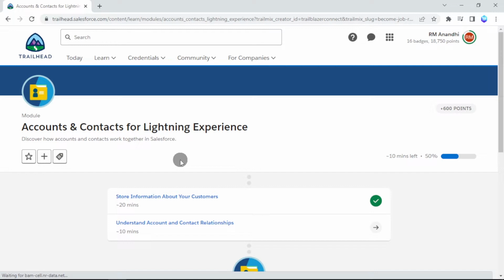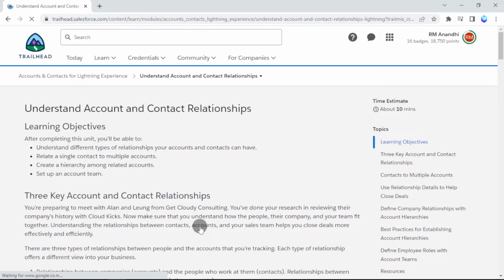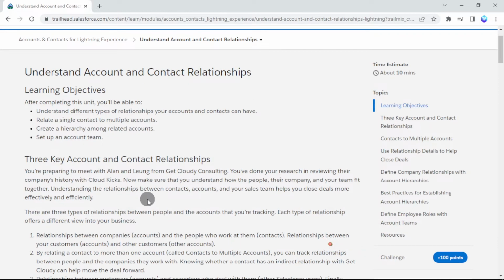The next unit in the Accounts and Contacts for Lightning Experience module is Understand Account and Contact Relationships. This unit is simple, so let's learn the key points alone. This unit helps you understand different types of relationships on your accounts and contacts, and how to relate a single contact to multiple accounts, the hierarchy among the accounts, and the account team. First, let's get to know the three key account and contact relationships.